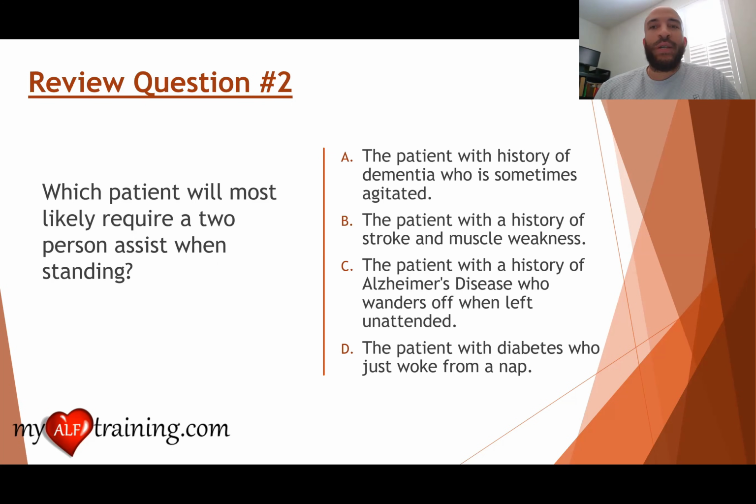Okay, so the correct answer to this question is B, the patient with a history of stroke and muscle weakness. This patient is most likely to require a two-person assist when standing. It isn't A, the patient who has dementia and is sometimes agitated. This to me doesn't say that the patient will definitely need a two-person assist, because even though the patient gets agitated, that doesn't mean we need a two-person assist.